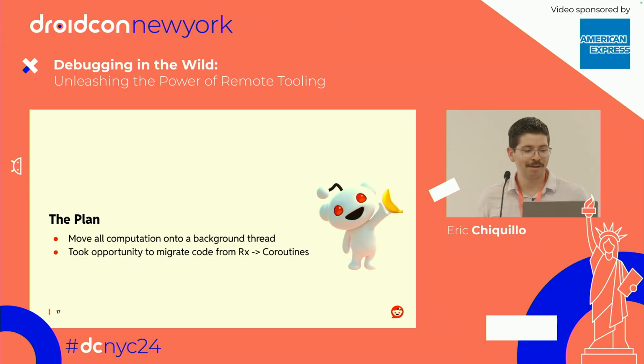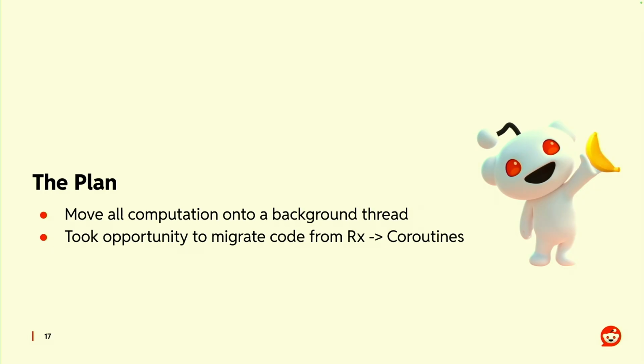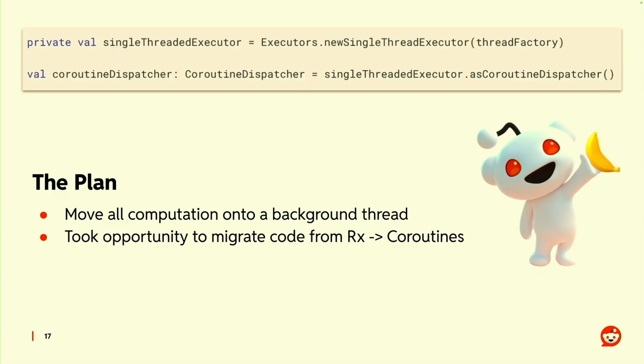And I also took the time to migrate the code from Rx to coroutines. When I joined Reddit, we had a lot of Rx code, and we still have a little bit, but we are moving over to natively supported coroutines. And I have a code snippet at the top.